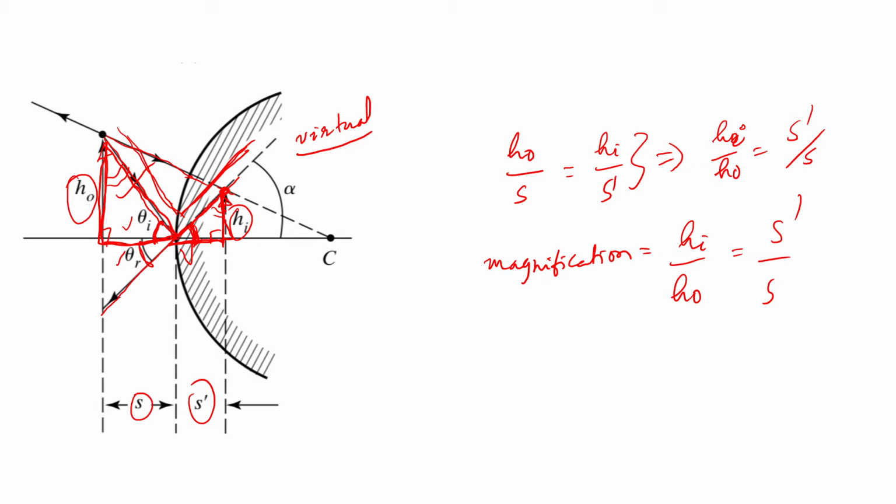Okay, so we have looked at the mirror equation, 1 over s plus 1 over s prime is equal to 1 over f, and be very careful about sign convention. And we have looked at the magnification, which is s prime over s. So now let's do an example problem, right?